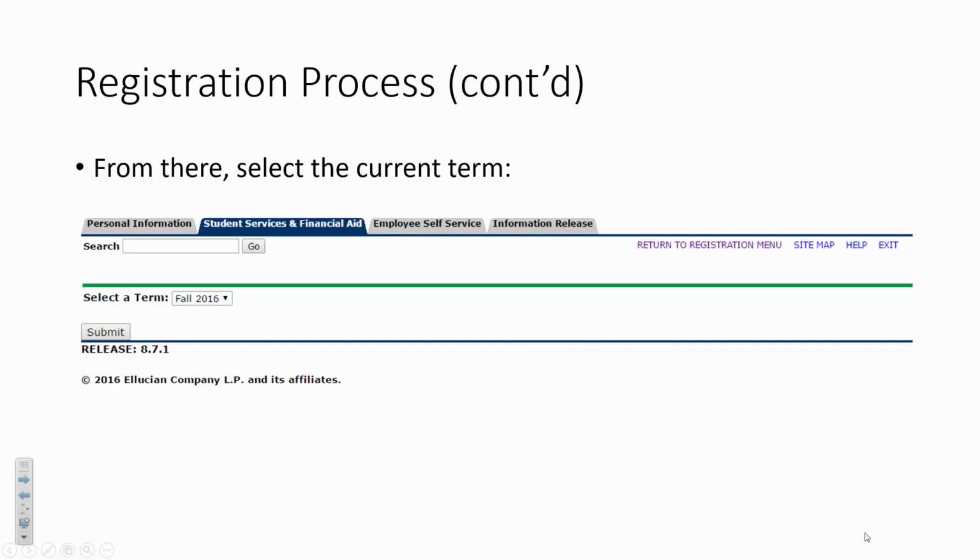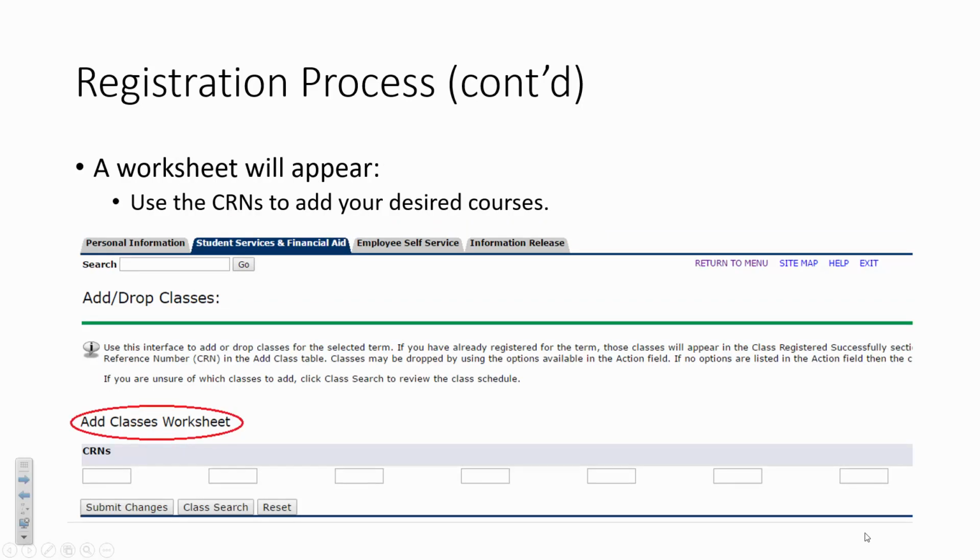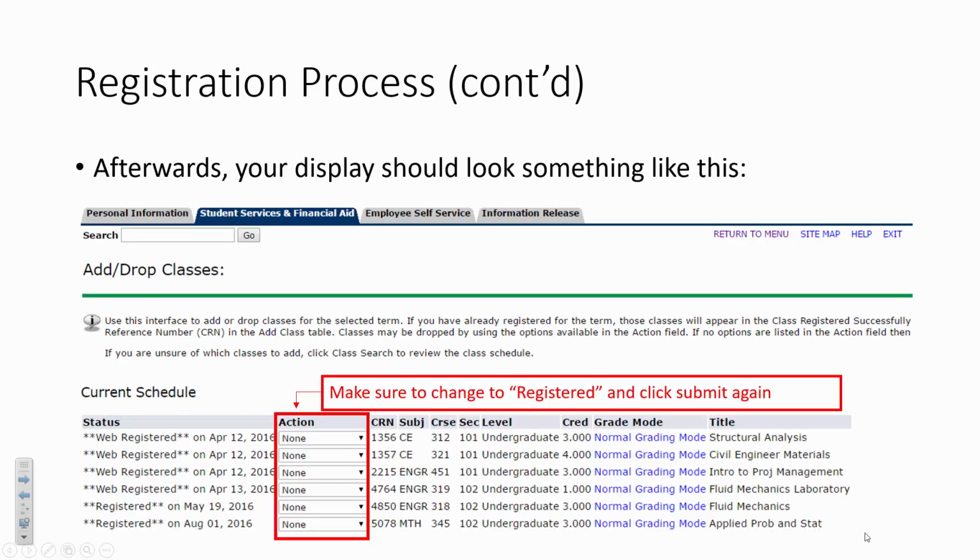You're going to change the term to Spring 2020. And then you're going to get a worksheet that looks like this, and it's going to say Add Classes Worksheet, and it's got a bunch of blank boxes. What you do in these blank boxes is you enter the CRN numbers. So you say, I want to take this class, this class, this class, this class, and this class. For each one of those courses, you're going to type in the CRN of that course that you want to take, hit Submit Changes, and then there you go.